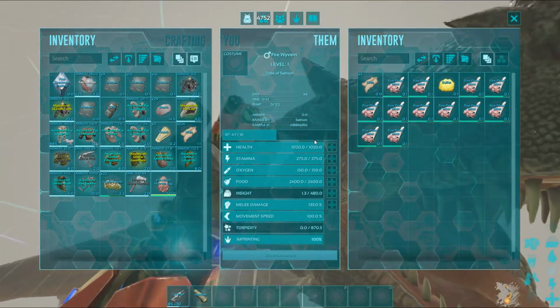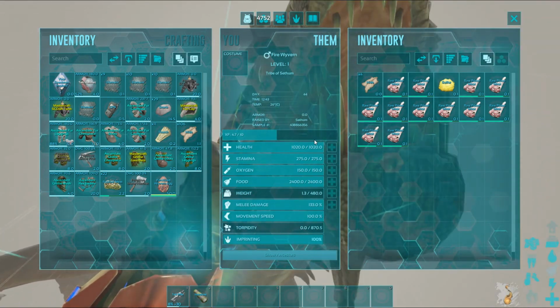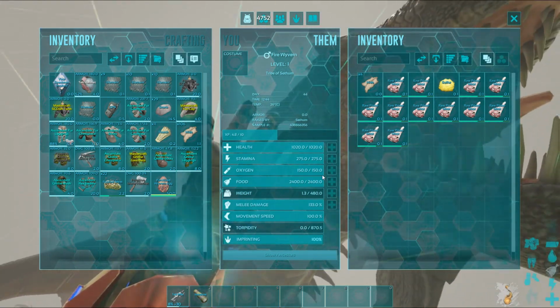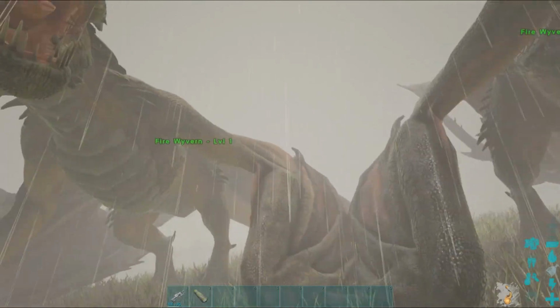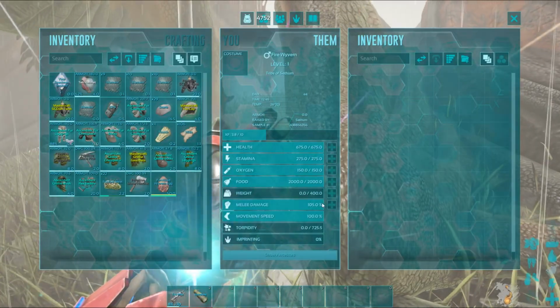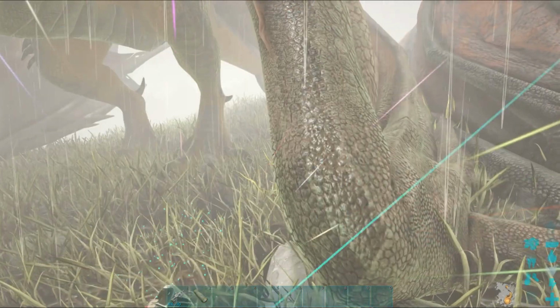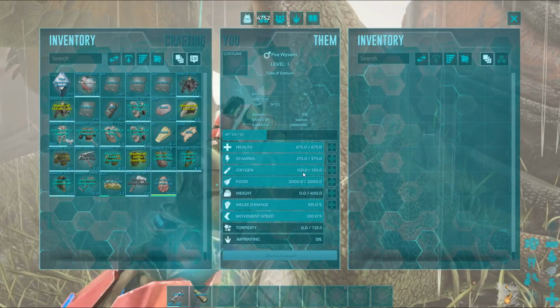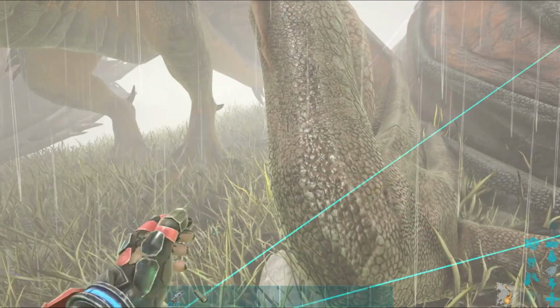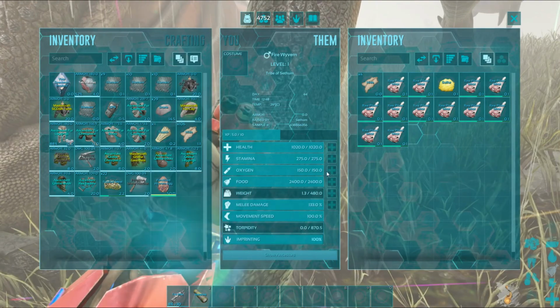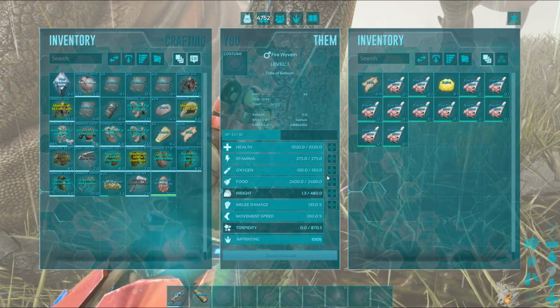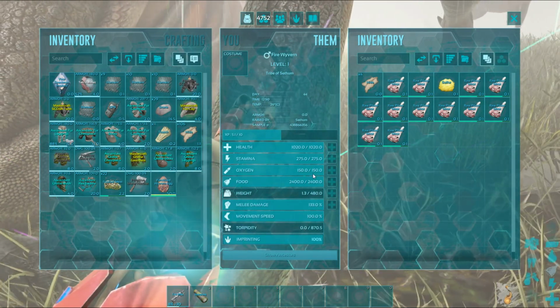Obviously this does scale up with the level of the baby dino, and the bigger the stat, the bigger the scale. It's just the same as with the imprinting. So the more you imprint on it, the bigger the bonus in the stats as a general thing.